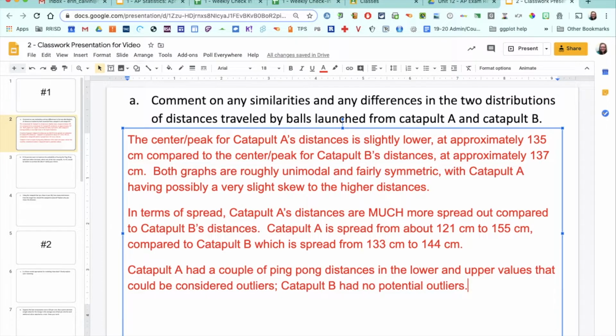So again, important things: center, shape, spread, and then also make sure you are actually comparing. So talking about which center is higher or lower, which spread was wider or narrower, are the shapes the same or are they different? On this specific problem, if you perfectly described every piece of both, but you never compared them, like never said what was the same and what was different, you would have gotten an I, or incorrect, on this part of this problem. So make sure you are comparing when it asks you to compare.